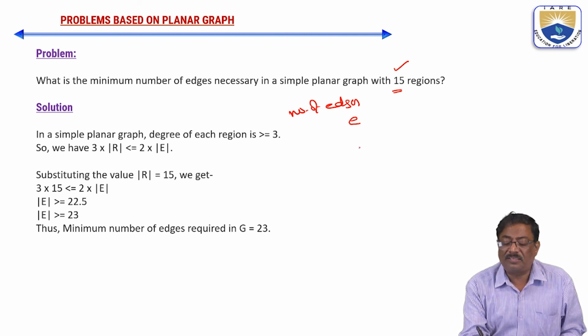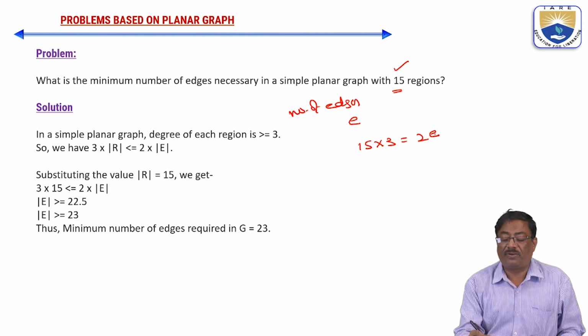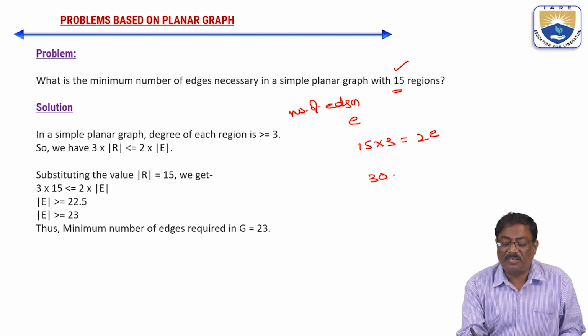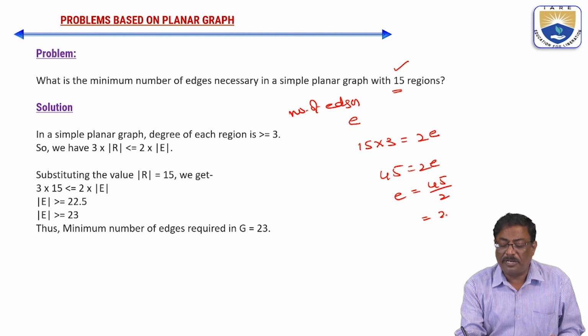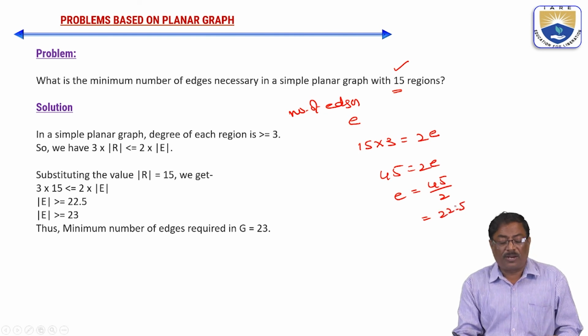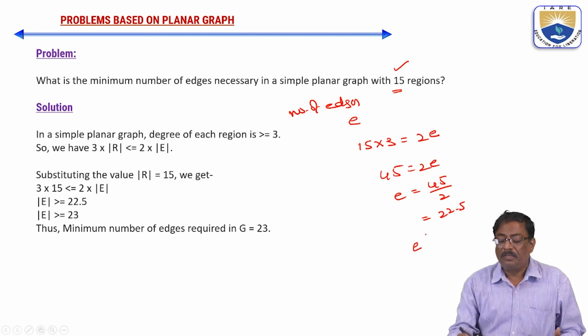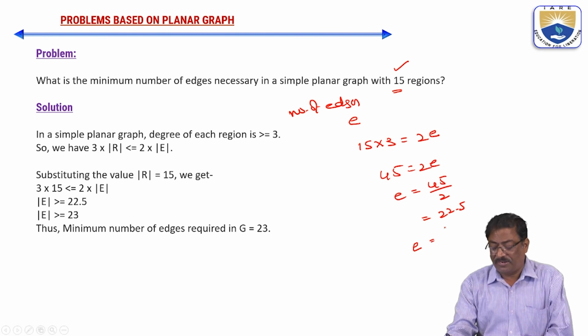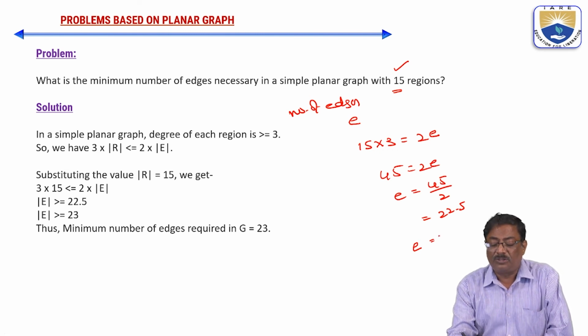The sum of the degrees of the regions is 15 into 3, which is equal to 2 into the number of edges. So 45 is equal to 2E. Then E is equal to 45 by 2, which is nothing but 22.5. So the minimum number of edges that we have to consider is 22.